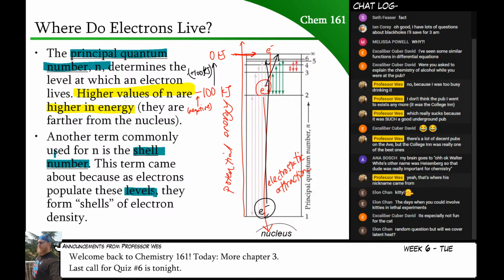Will we cover latent heat? No, not in chemistry. We might talk a little bit about it in 162 when we do thermo. If you mean stuff like Newton's law of cooling and then temperature transfer, like two objects that are different temperatures, yeah, that's 162. We do that in thermo. Not this quarter, though.